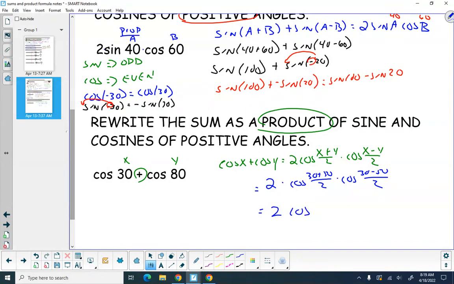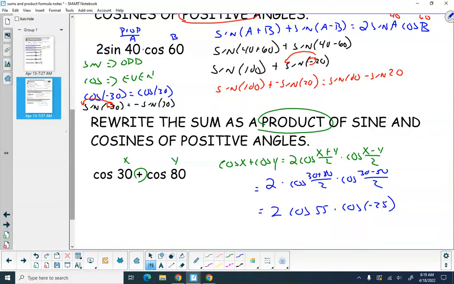So we have what with the first one, Lucas? 30 plus 50 divided by 2? 55. Second one? Negative 25. 30 minus 50. Oh, is it 80? My bad. There we go. Cosine of negative 25. Okay, so we have cosine of 55 times the cosine of negative 25.